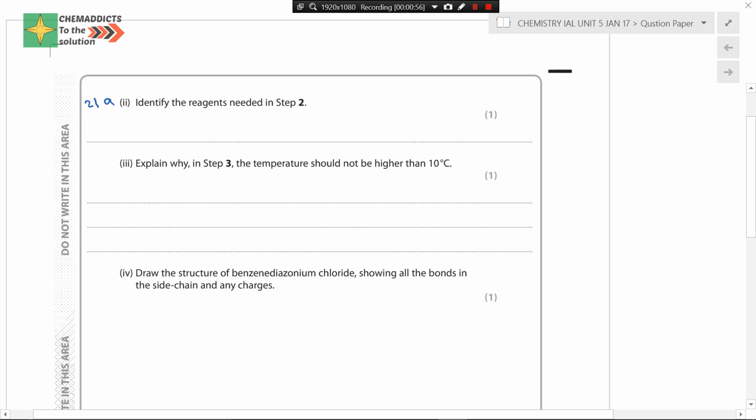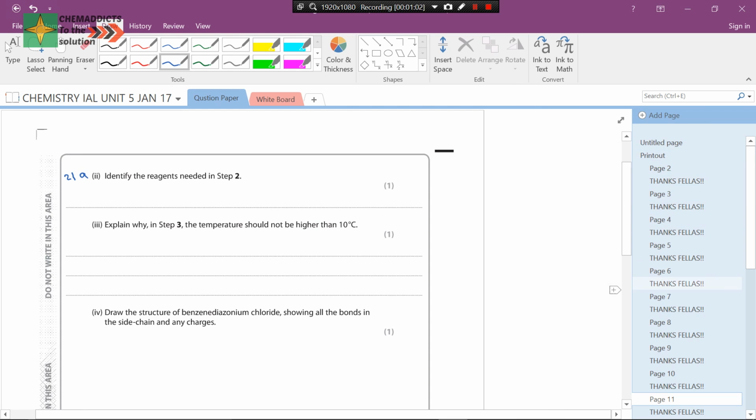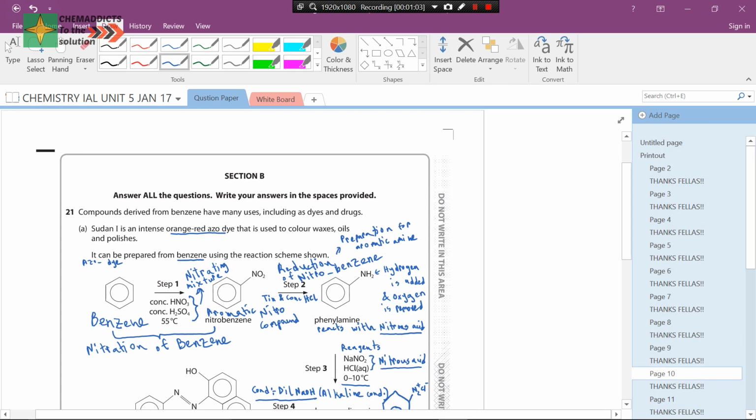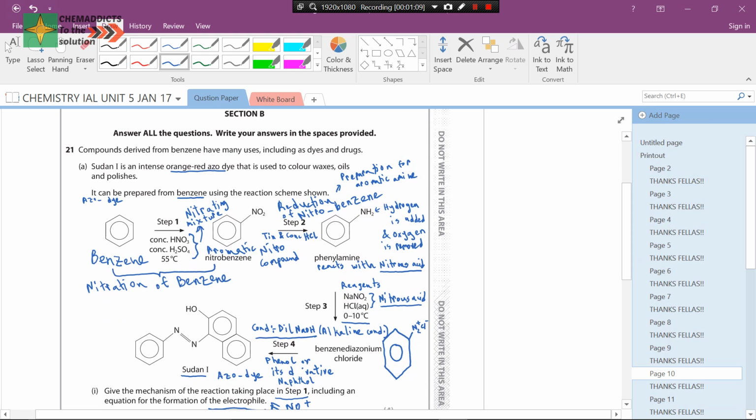Identify the reagents needed in step 2. At first let us see what step 2 of this reaction is. Here we can see that step 2 is the reduction of nitrobenzene, or preparation of aromatic amine. So we are converting nitrobenzene into phenylamine.